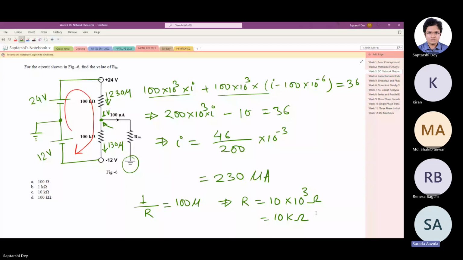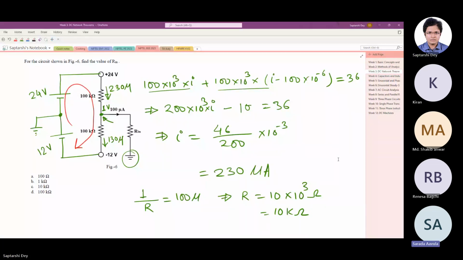Sir, I have one doubt here. Can we use the voltage divider rule here, because 100K and 100K are equal resistances? Can we take 36 as the loop voltage, as you have written KVL already? No, you cannot use the voltage divider because there is a tap here. The same current is not flowing, because you have something going out. So the current in this resistance and the current in this resistance are not the same. Yes, sir, understood. Sorry.